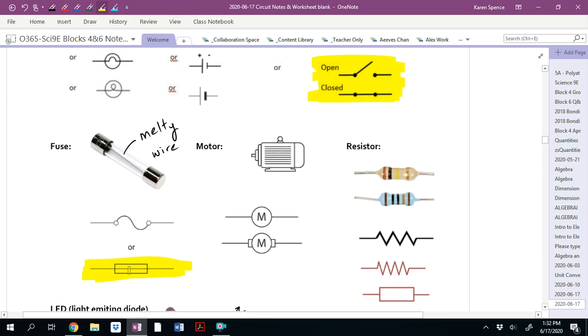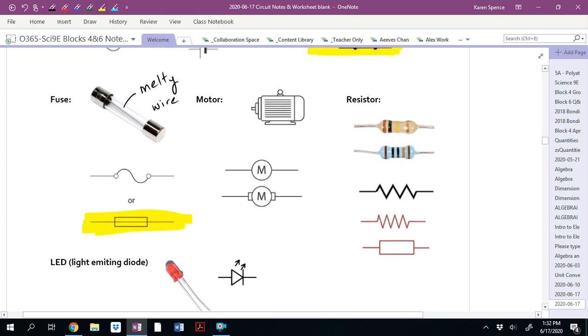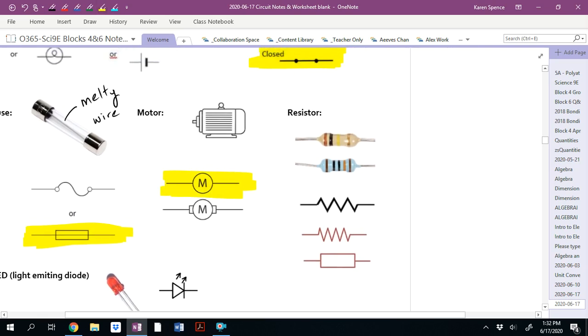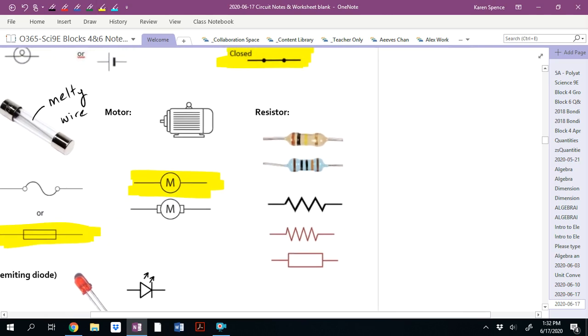I don't think I actually put any motors in, so we can just skip over the motors. If you want to draw a motor, that's what it looks like. It's an M in a circle. I would use this one. Now resistors, you looked at those last week. This is what they really look like.